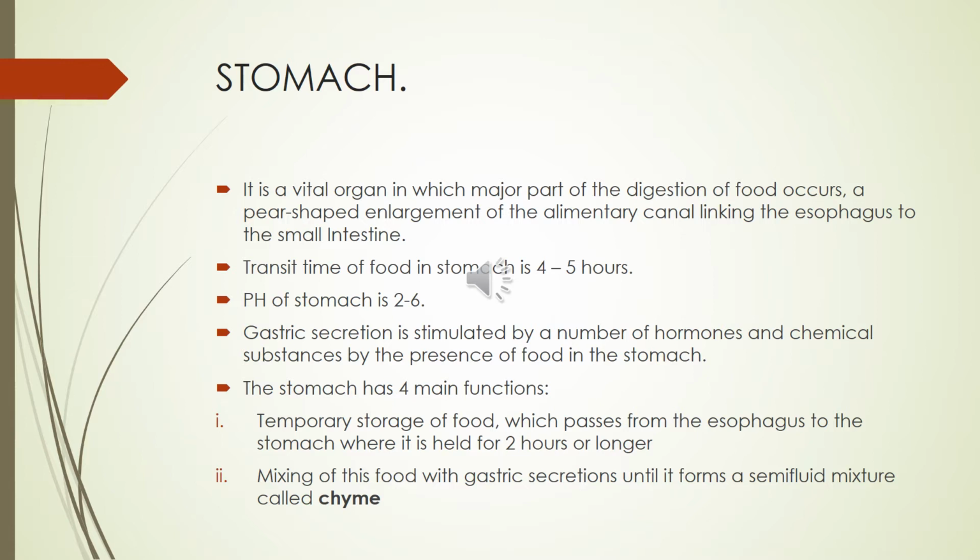gastric juices, which perform their digestive activity on the food content which the stomach has received. The gastric secretion is stimulated by a number of hormones and chemical substances, and by the presence of food in the stomach, which ensures more secretion of the gastric juices, which act on the food passed to the stomach. The stomach has four main functions, and the first one is the temporary storage of the food.